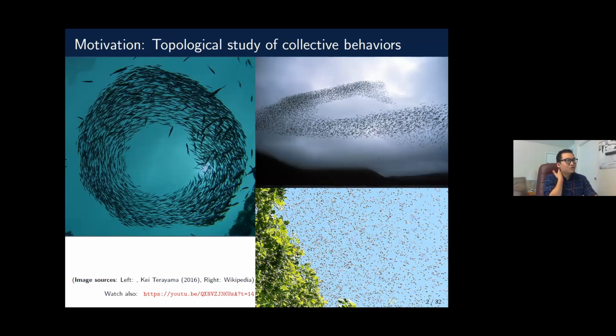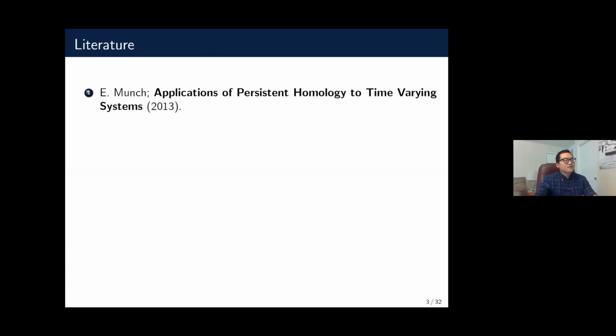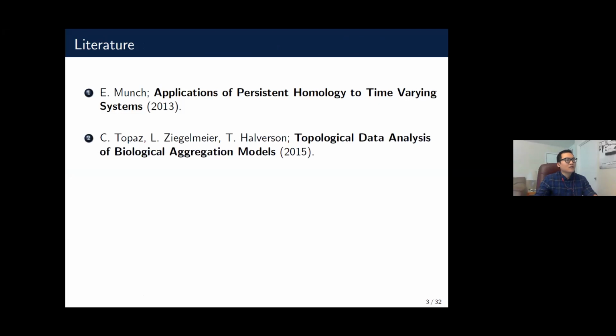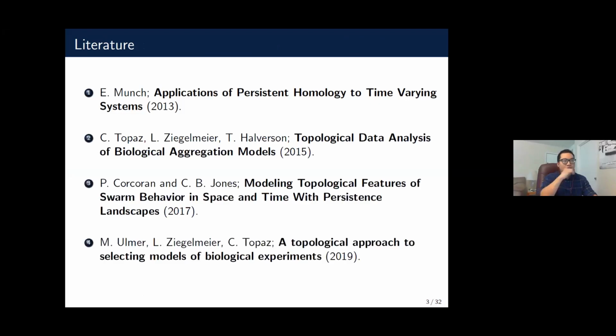So it's kind of natural to adopt TDA ideas for the study of those behaviors. Recently, researchers have studied applying TDA ideas to collective or swarming behaviors. These are just several samples from many more works. All this work used persistent homology ideas for the study of time-varying point clouds or swarming behaviors.